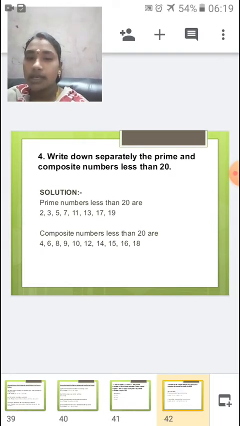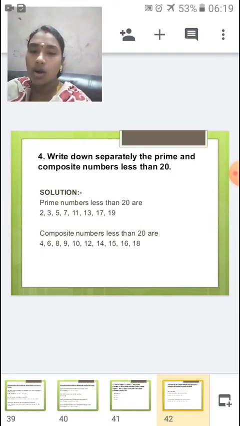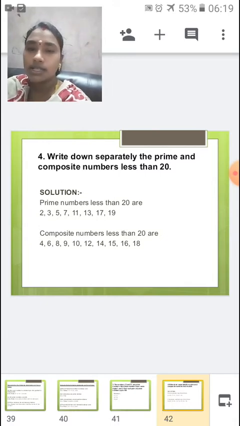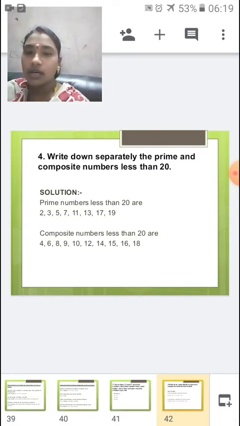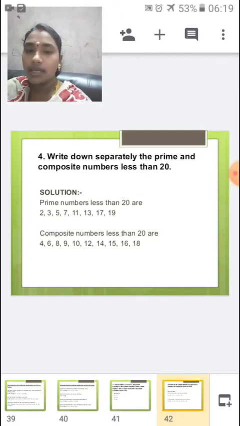Write down separately the prime and the composite numbers less than 20. So they are asking to write the prime and the composite numbers which are less than 20. So how will you write the solution for this?